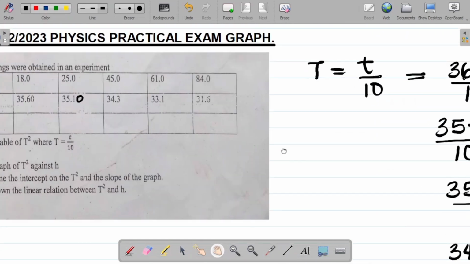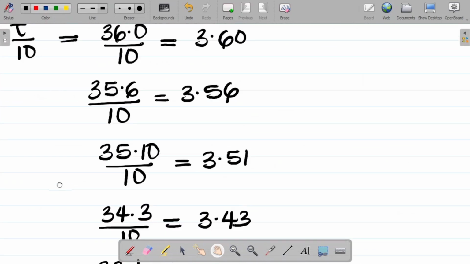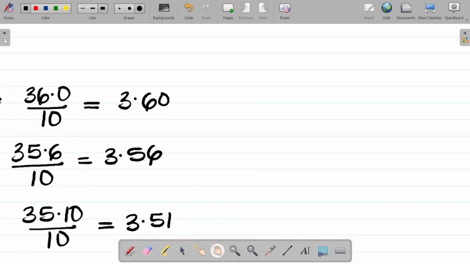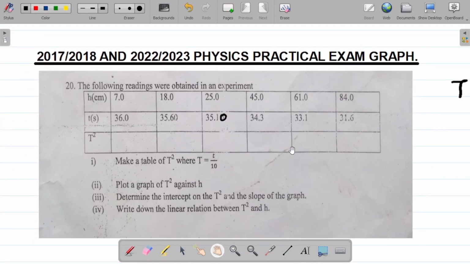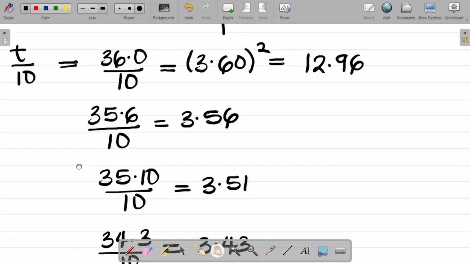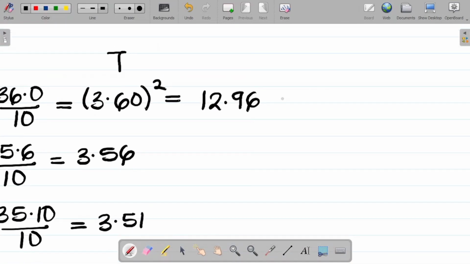We're asked to find T squared, right? That means I'll have to square each of these values. So these are the values of T. Let's get the value of T squared. 3.60 all squared gives you 12.96. But coming back to my table, observe that my values were all given in one decimal place majorly, except these few. So I'll provide my answer in just one decimal place.